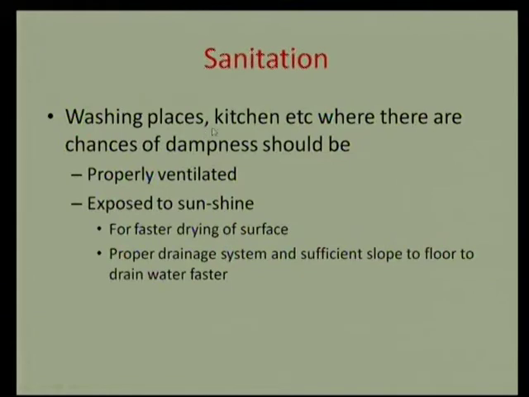Then sanitation, washing places, kitchen, etc., where there are chances of dampness, should be properly ventilated. A proper natural flow of air over the surfaces will also expedite the drying process, and the surfaces should be exposed to natural sunlight. Sun rays also expedite the drying process of the surfaces. Even in the washing places, a proper slope should be given to the flooring, so that faster drainage of the water takes place from the floor surface.